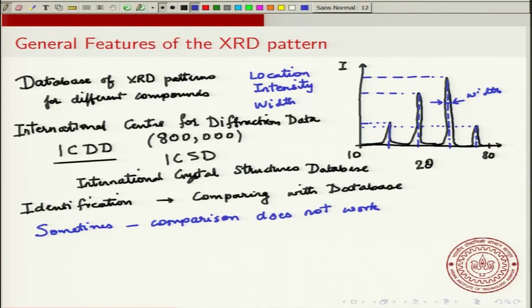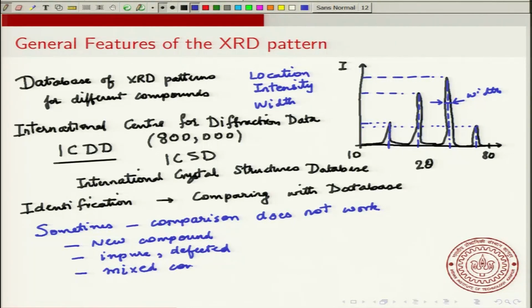What would be the cases? One case would be that you have a new compound which is not in the database, or your compound might be impure or defected, so the diffraction data is not exactly the same as the pure compound, or it might be a mixture of two compounds.